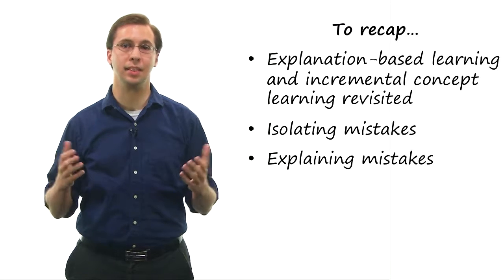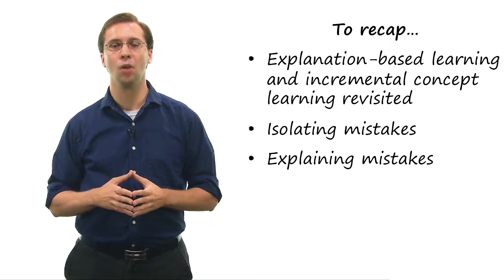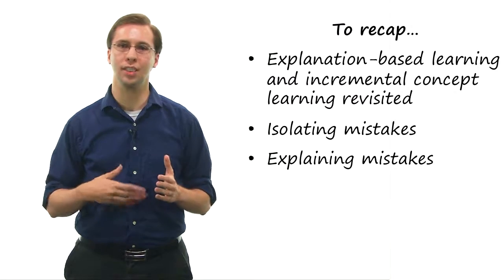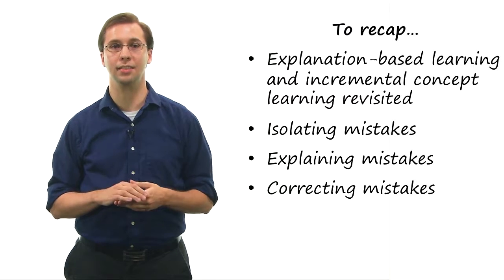Then we talked about explaining the mistake. This is key both to building human-like agents and to enabling the agent to correct its mistake. Only by explaining the mistake can the agent correct it efficiently. And after those phases, correction becomes a much more straightforward task.